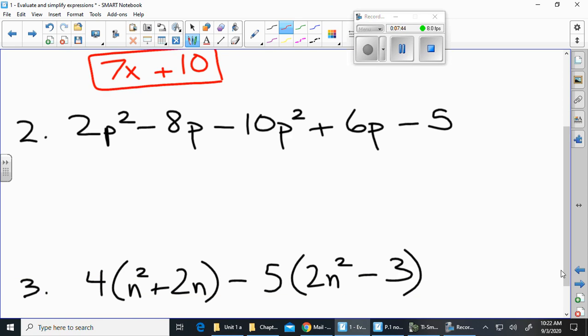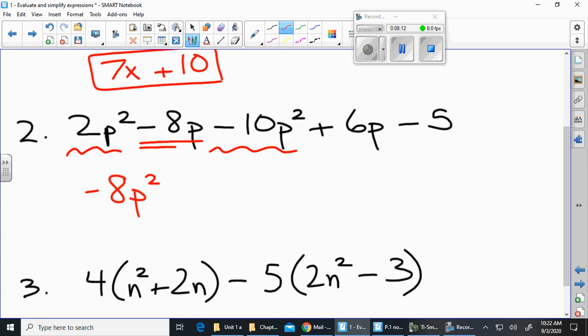This one, no grouping symbols. So just put together like terms. 2p squared minus 10p squared, 2 minus 10, is -8p squared. When you're collecting like terms, they stay what they are. They don't become p to the fourths. P squareds with p squareds are p squareds.